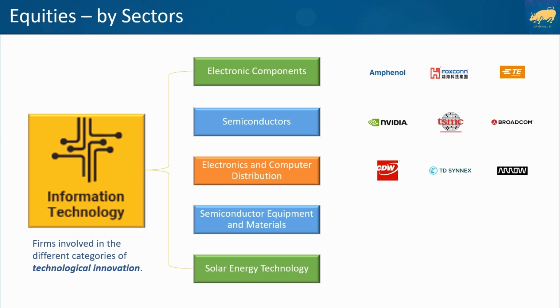The leading electronics and computer distributors are CDW Corporation, TD SYNNEX Corporation, and Arrow Electronics Inc. ASML Holding, Applied Materials, and Lam Research Corporation are the largest semiconductor equipment and materials producers. Lastly, the biggest solar energy technology firms are First Solar, Enphase Energy, and Jinko Solar.